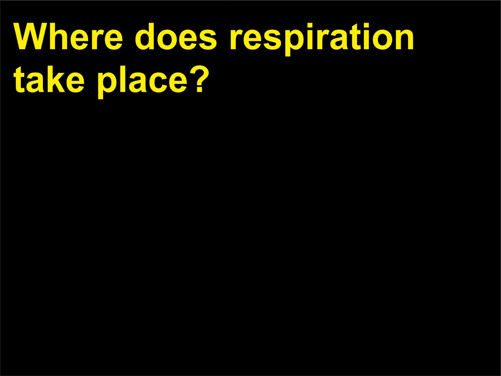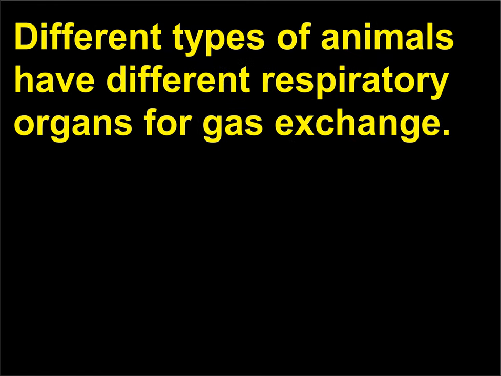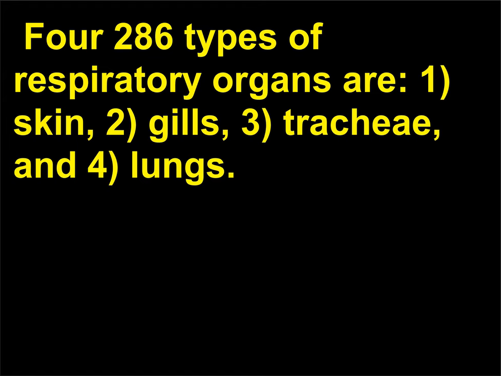Where does respiration take place? Different types of animals have different respiratory organs for gas exchange. The four types of respiratory organs are: 1. Skin, 2. Gills, 3. Tracheae, and 4. Lungs.